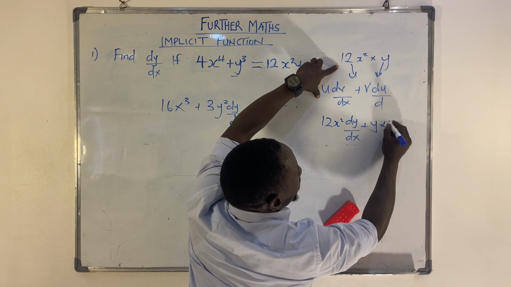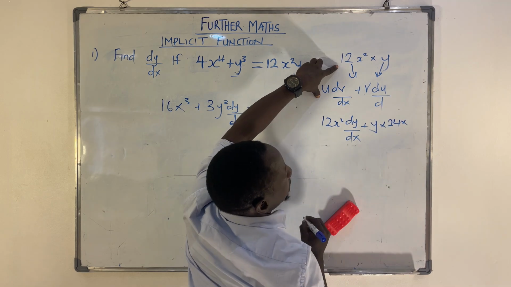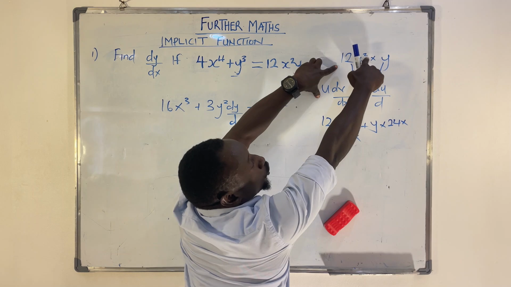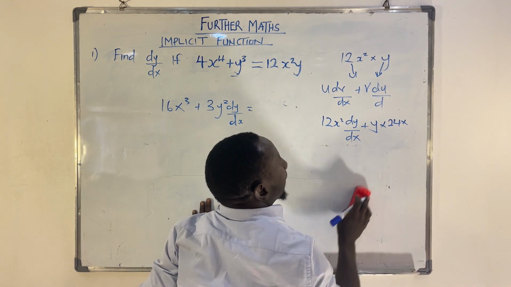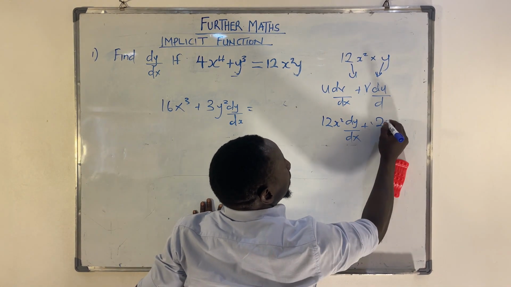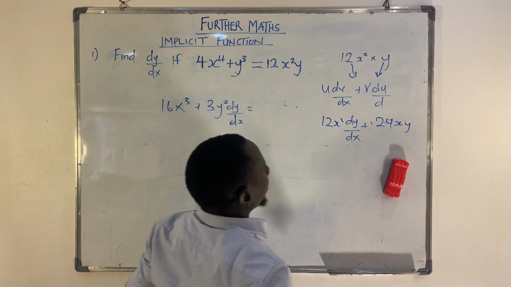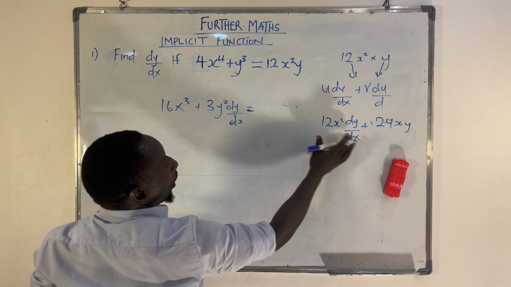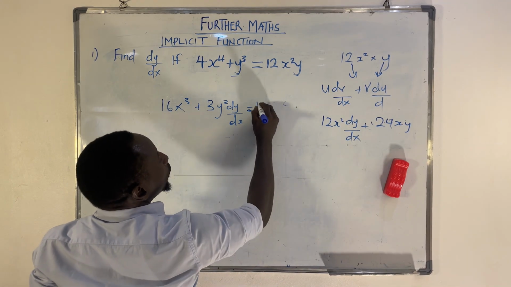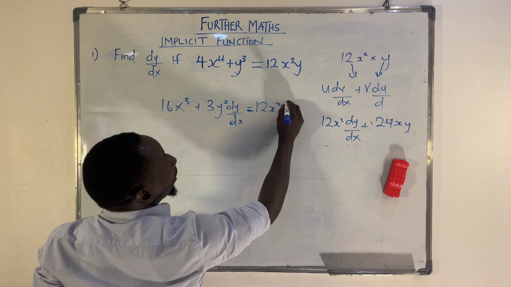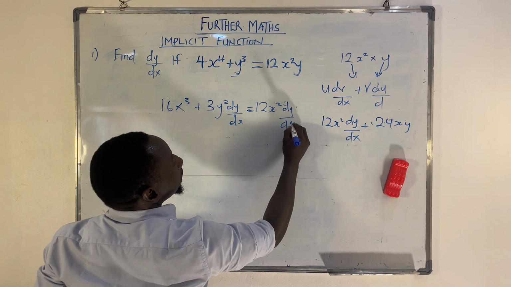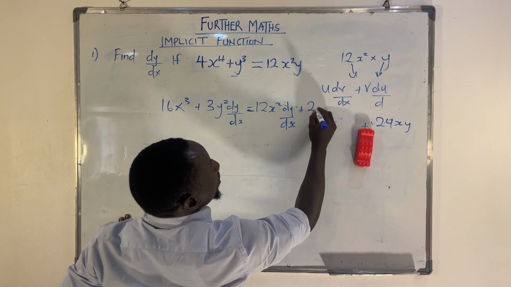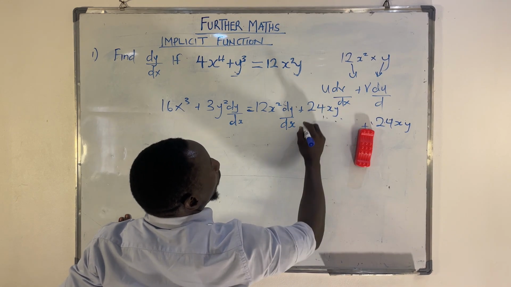When I differentiate this, this will now give me 24x. Remember, the 2 will multiply the 12, and you subtract 1 from the 2. So you have 24, which can be written as 24xy. Now I'm putting the whole of this here. So I have 12x squared dy/dx plus 24xy.